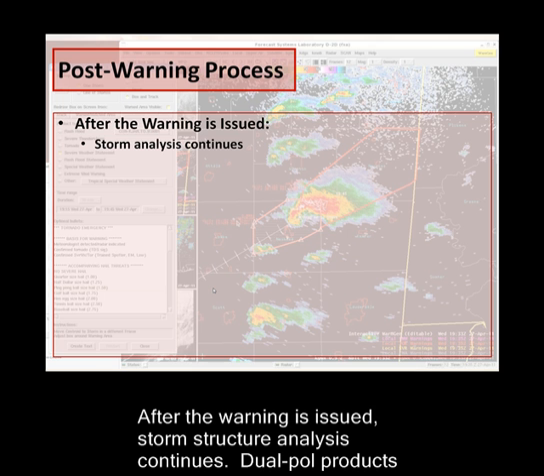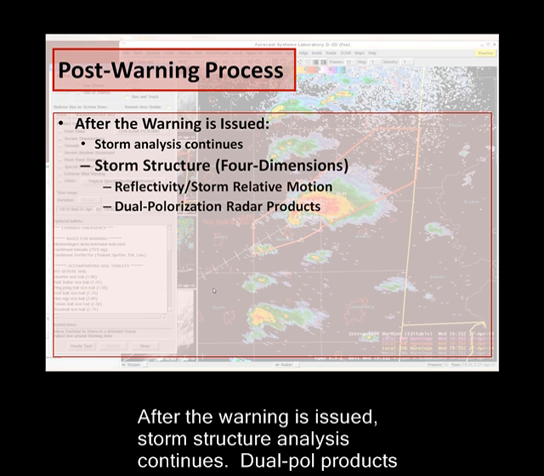So once the warning has been issued, what happens? Storm analysis continues, no doubt. Storm structure in the 4 dimensions continues with reflectivity and storm relative motion, but now we also start to look at some dual polarization radar products.